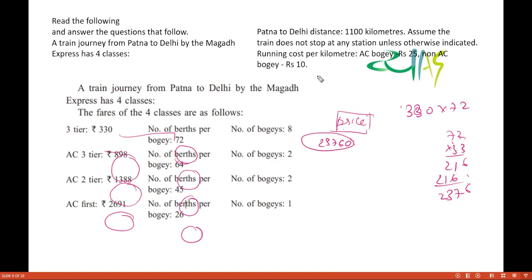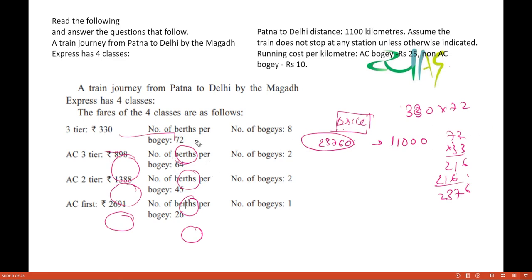How much you are spending? You are spending 11000. Okay, this much you are spending because it is a non-AC bogie. What is the cost per kilometer? 10 rupees, so 1100. So 23,000 you are getting, you are spending 1100. See, more than 100% profit you are getting here.